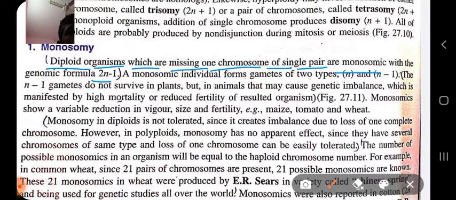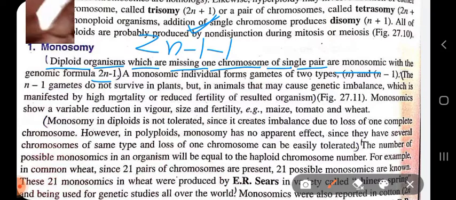Now sometimes if more than one chromosome from another chromosome pair is lost, it is called double monosomy. Again I repeat, if one or more chromosomes of some other chromosome pair are lost in an individual, they are known as double monosomics, which is 2n minus 1 minus 1. That means the loss of one chromosome is from different chromosomes, from a different chromosome location.